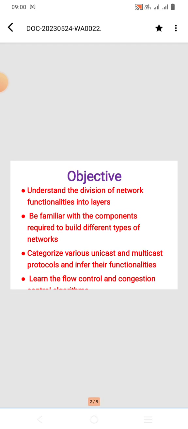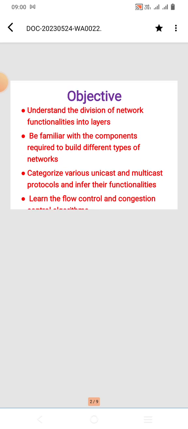The first objective is to understand the division of network functionality into layers. Second, to be familiar with the components required to build different types of network. Third, to categorize various unicast and multicast protocols and their functionality. Fourth, to learn the different flow control and congestion control algorithms. And fifth, to illustrate the various services offered by the application layer.